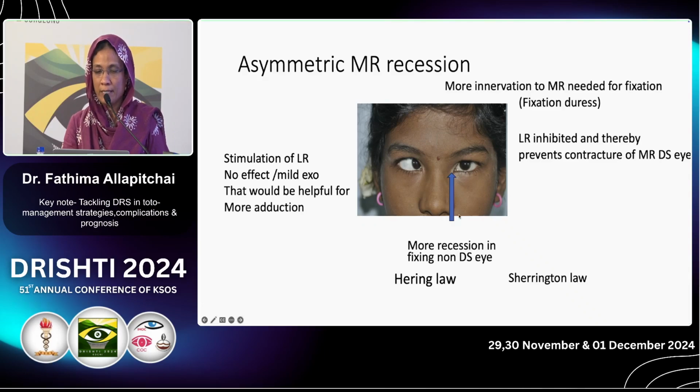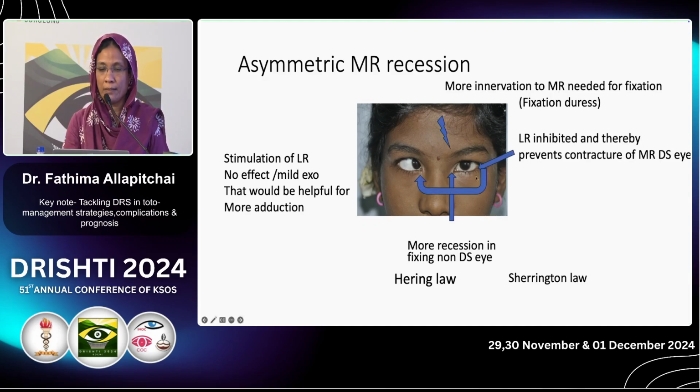What is the mechanism? What is happening when we do asymmetric medial rectus recession bilaterally? This is the non-DSI, fixing eye. So we are doing more recession in the non-DSI eye. Due to fixation duress, more innervation to the medial rectus is needed for fixation, and this inhibits the lateral rectus. What is the advantage of that?